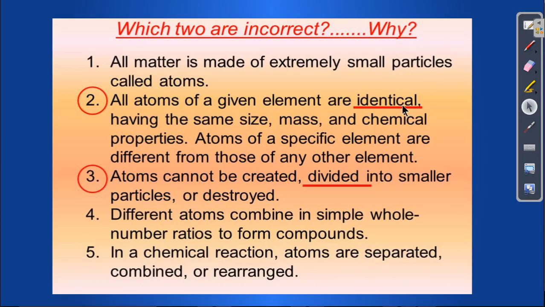Now, he was incorrect. Two of his assumptions are incorrect, right here in red. He said all matter is made of extremely small particles called atoms. We agree, that's true. The smallest particles are called atoms. All matter is made out of atoms. Great. All atoms of a given element are identical, and we'll see that that is not true, having the same size, mass, and chemical properties. Atoms of specific elements are different from those of any other element. Well, that part is true.